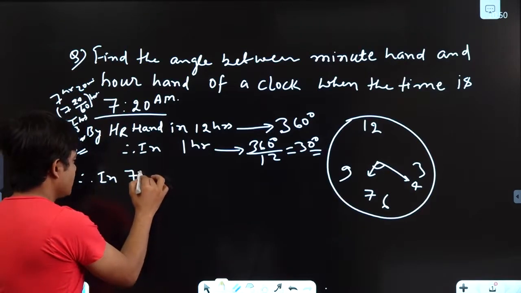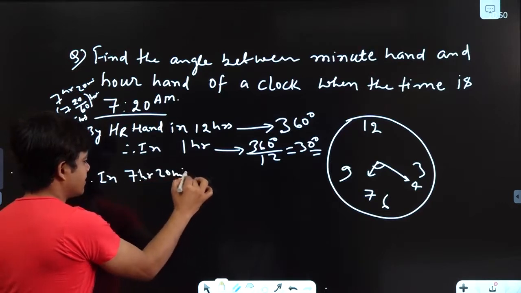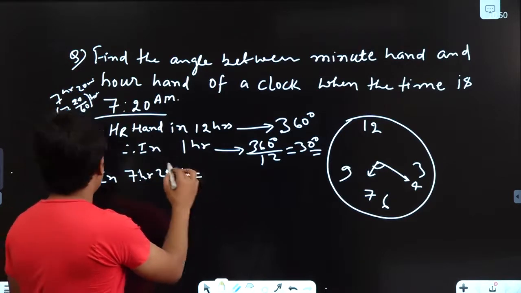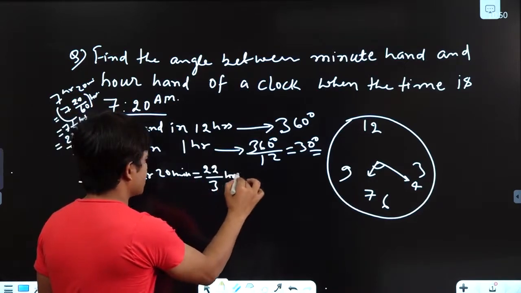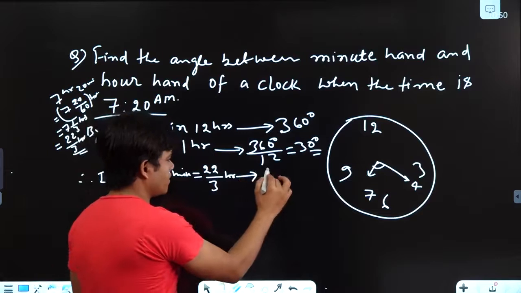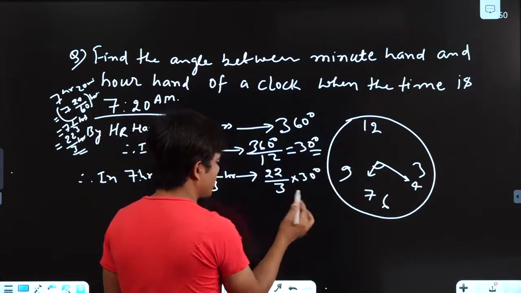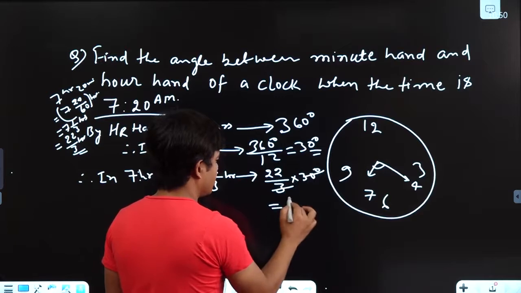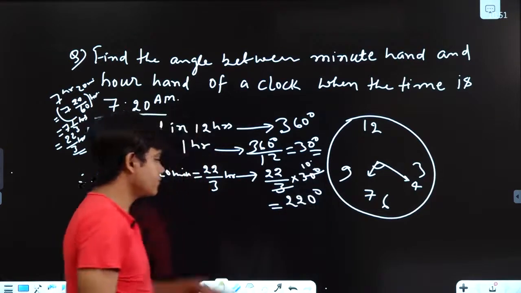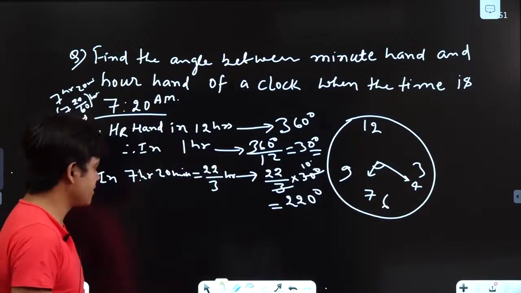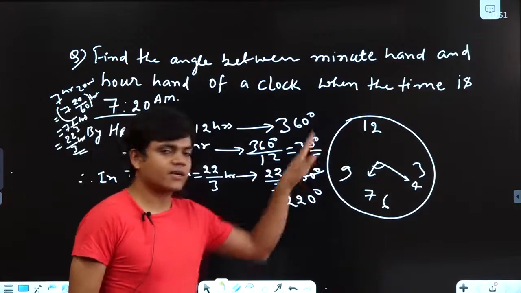So in 7 hour 20 minutes, that is equals to 22 by 3 hours. How much angle will be subtended over here? 22 by 3 into 30 degree, which is certainly 220 degree. Okay, so 220 degree will be subtended by this hour hand. But what about minute hand?